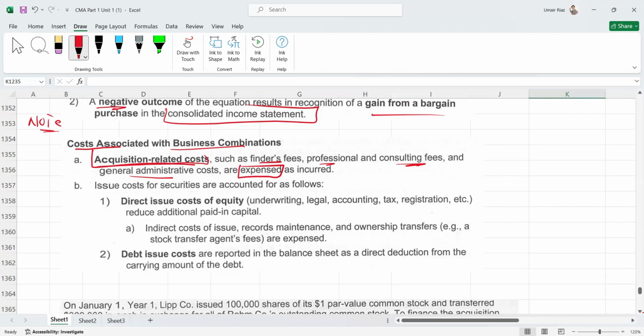Okay, as expense as incurred. Please remember acquisition related costs like finder fee, consultancy charges, professional charges. So this you will record as expense.